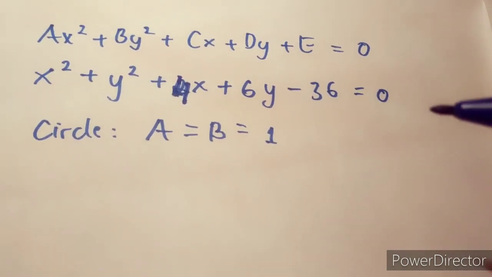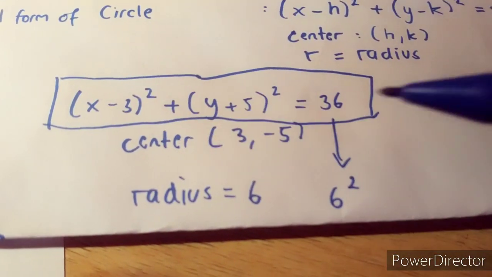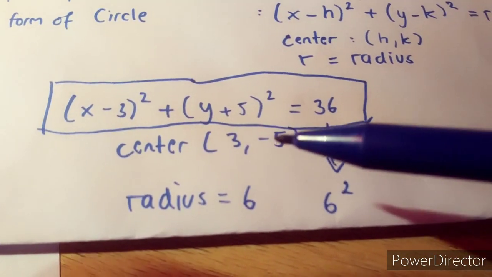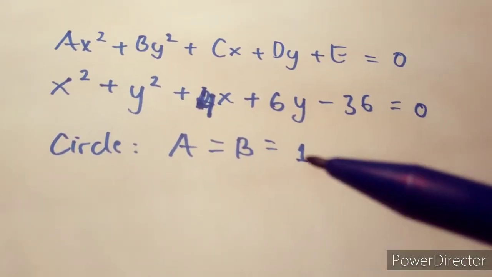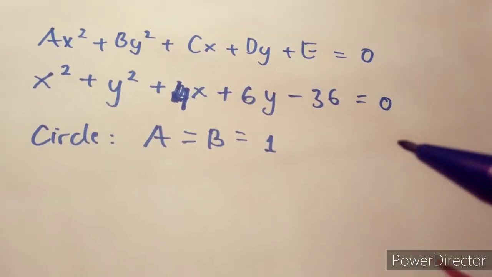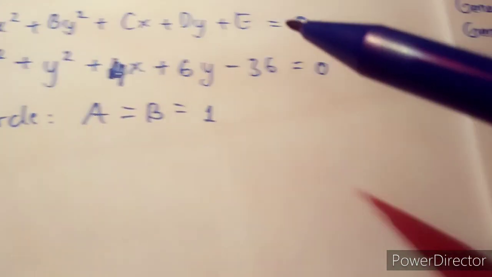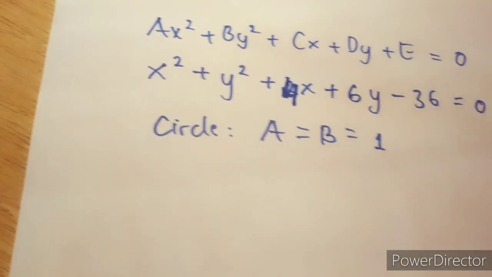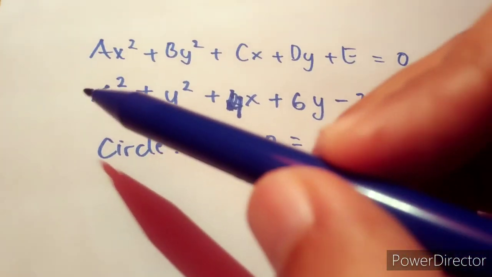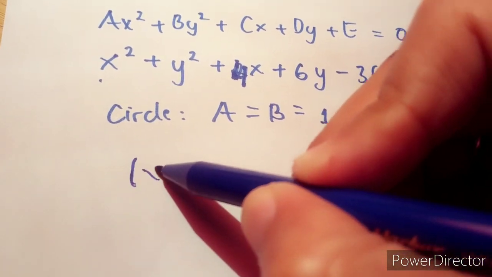What is the center of your circle? What is the radius of your circle? It's different from the general form of a circle, where you can extract directly the 3, negative 5, and 6. So how do you get that information from this kind of equation? You need to first convert this form into the general form of your circle. This is the hard work for us.